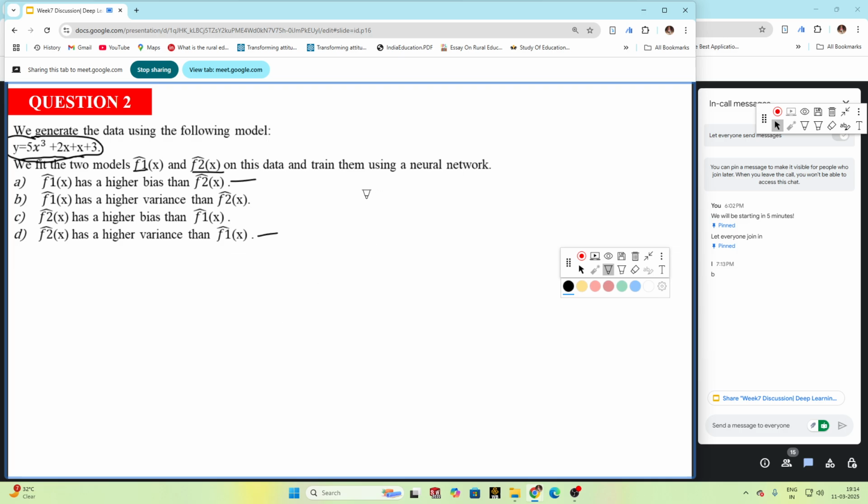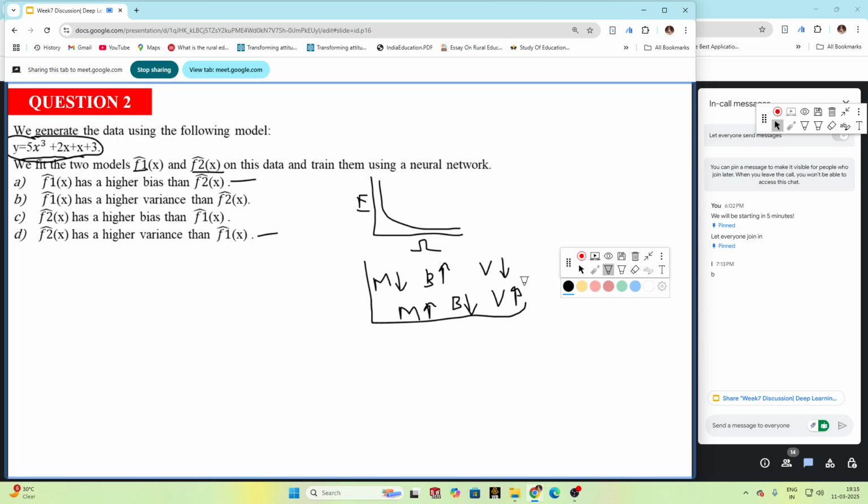Okay. So I have told you the simple trick. Also, you can remember the graph. This is the graph. This is the complexity, and this is the error. So as the model complexity is less, we will have more bias and less variance. And as model complexity is high, we will have low bias and more variance. Okay, so this is the equation.